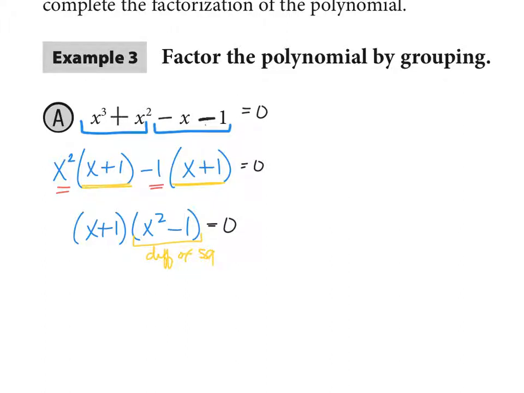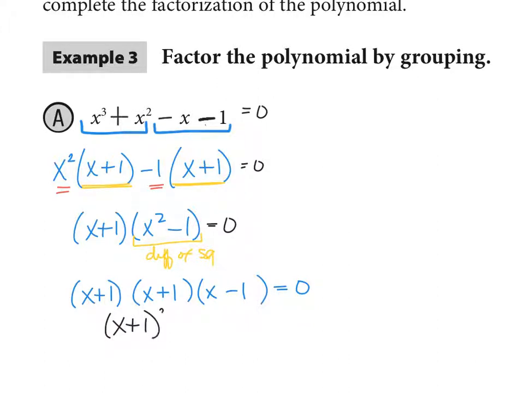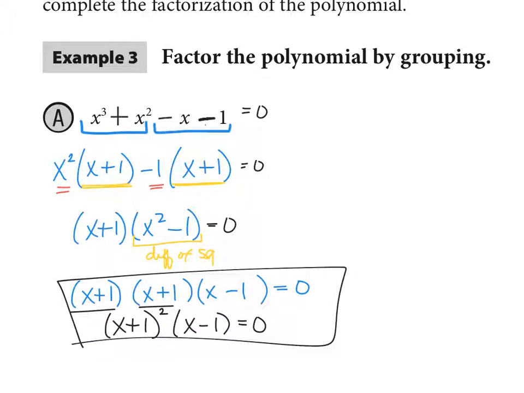So this is going to become, I'm going to bring the x plus 1 down. Difference of squares is going to break apart to become x plus 1 and x minus 1, right? X squared breaks apart to give you x and x, negative 1 to give you plus 1 minus 1, equals 0. All right, this is a factored form. If you wanted to simplify it, you could write x plus 1 squared, since you have 2 of them, times x minus 1. All right, so here's your factor.